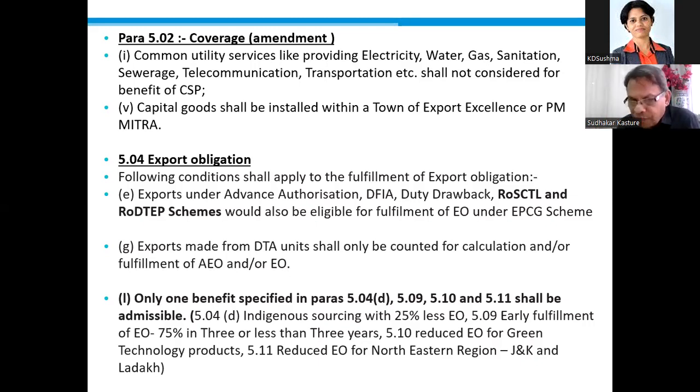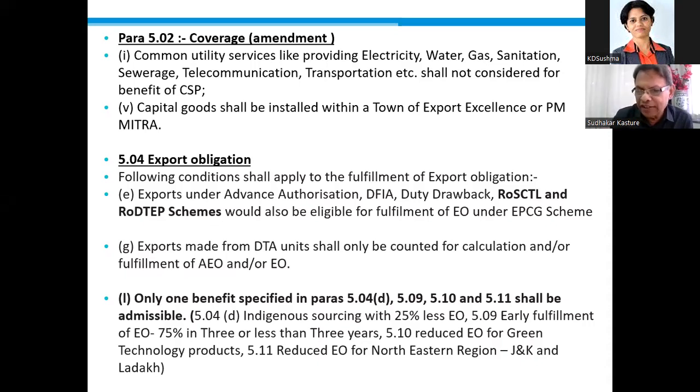So in 4 different places, reduction of export obligation by 25% is permitted. What is government saying? That suppose you are a unit in Jammu and Kashmir, and you have also completed 75% exports in less than 3 years. You cannot claim both. You can claim any one.